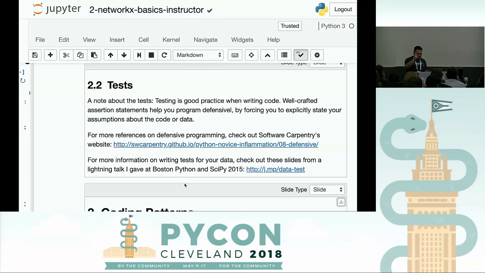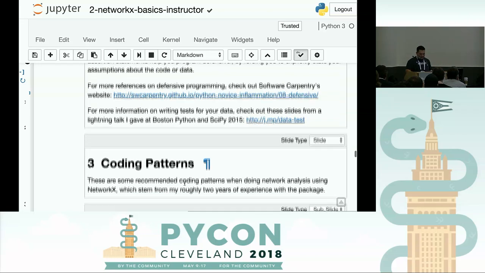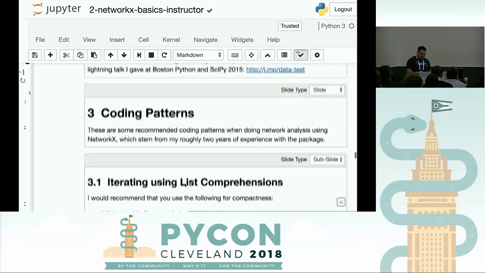All right, so write tests for your data. Software Carpentry has really good resources on defensive programming, things that we should do to check our assumptions about our data. Go check it out. I also did a lightning talk on data testing 3 years ago. It was a fun little thing with a minimal example that shows how you should approach writing your tests.